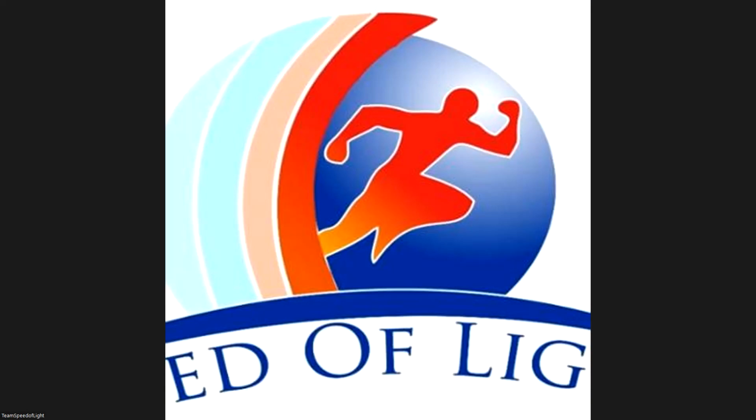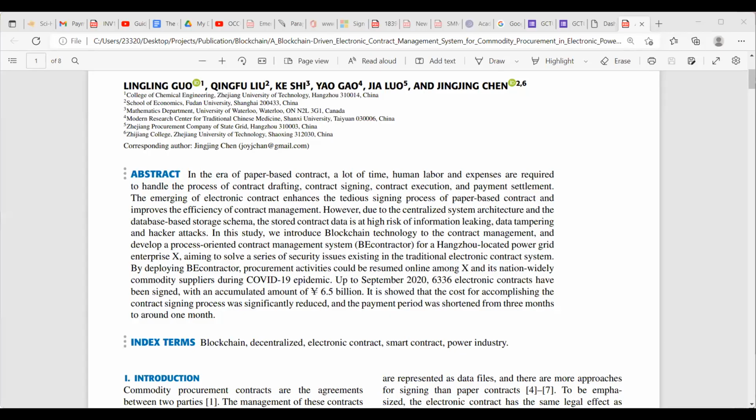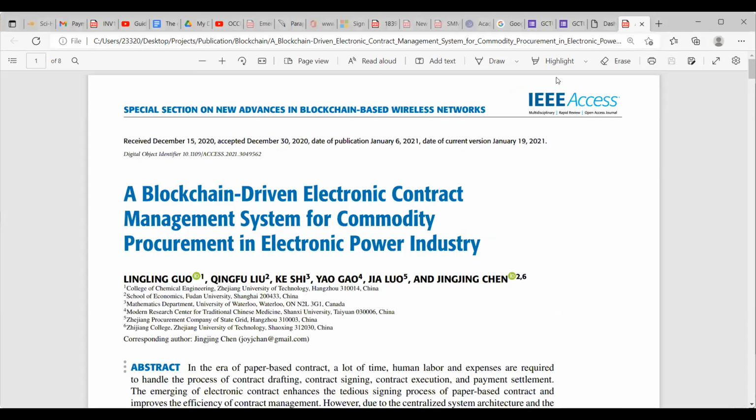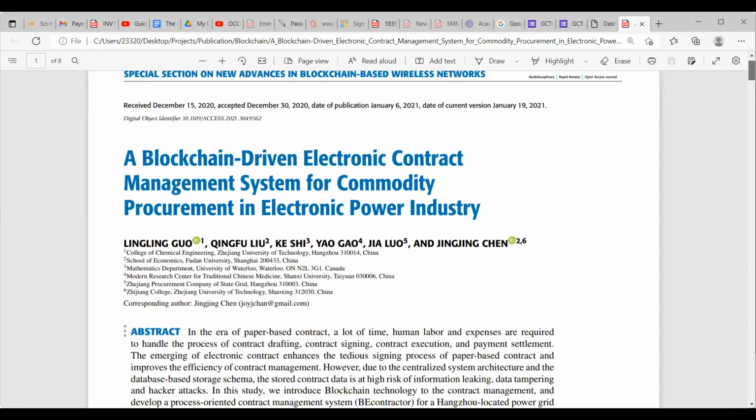Let me just show this. I'll show you a typical one. This one, are you seeing it? Yes, I can see it now. IEEE Access, right? Okay.